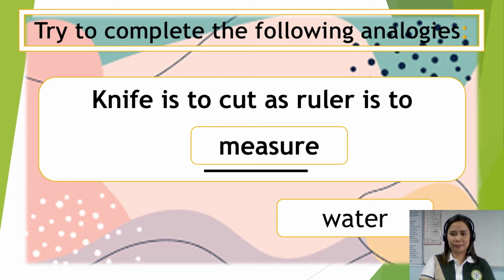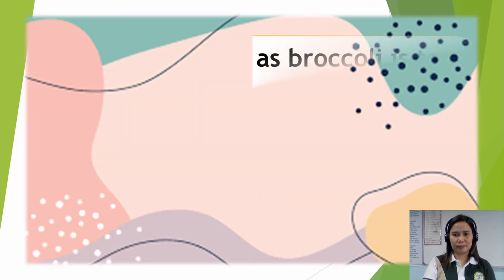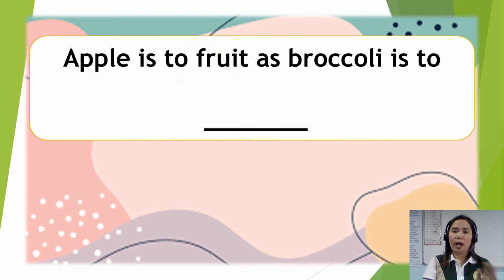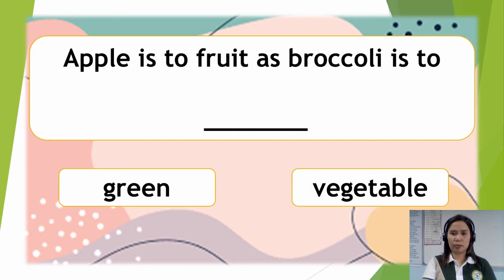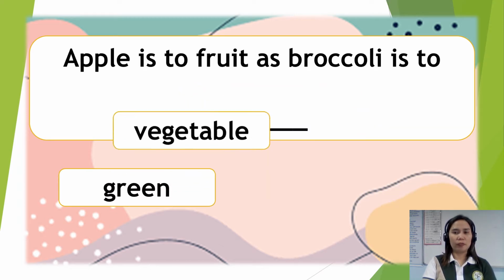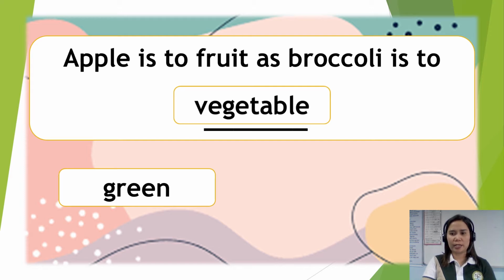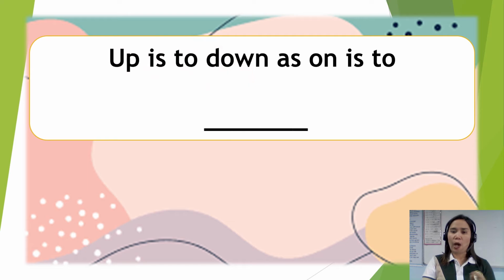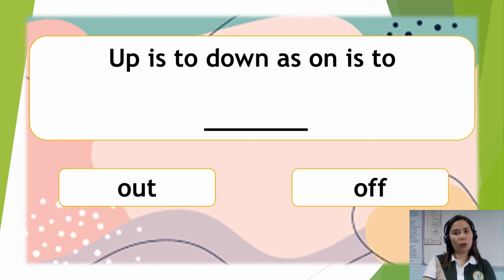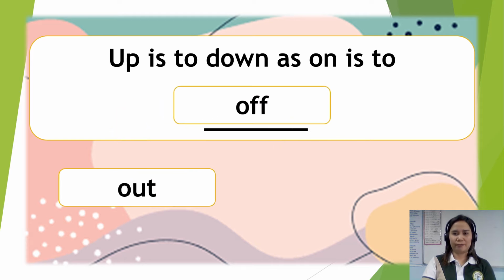Next, apple is the fruit as broccoli is to blank. Green, vegetable. The answer is vegetable. All right. Next, up is to down as on is to blank. Out or off? The answer is off.